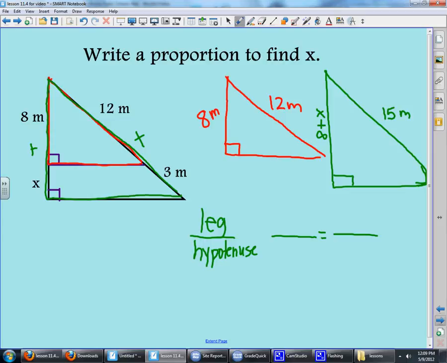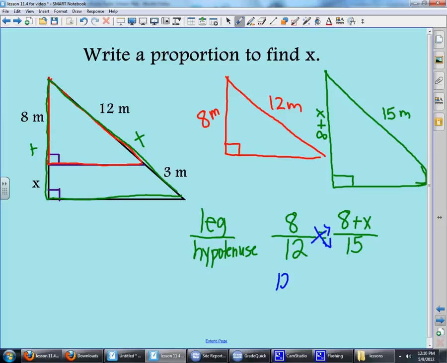So we'll take the leg of the red triangle, which is 8, over the hypotenuse of the red triangle, which is 12. Then we'll take the leg of the green triangle, which is 8 plus x, over the hypotenuse of the green triangle, which is 15. Now we're going to have to cross multiply.